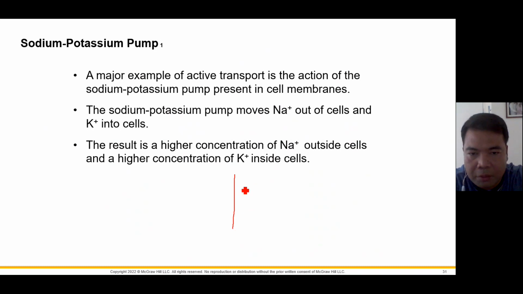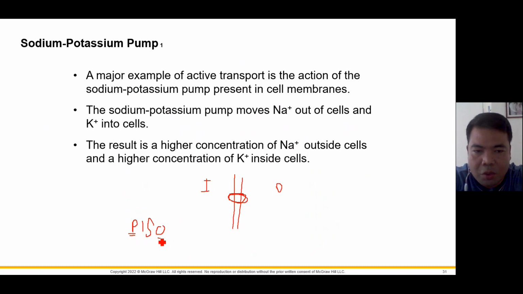If this is the cell membrane, for example, and this is your sodium-potassium exchange pump, and this is the outside, and this is the inside of the cell. The sodium-potassium pump, para hindi nyo makalimutan, does the piso. Yan. Piso. Potassium in, sodium out. Potassium in, sodium out. Anong ibig sabihin? Yung sodium, ipinapump niya palabas. Yung potassium, ipinapump niya papasok. Kaya, potassium in, sodium out.